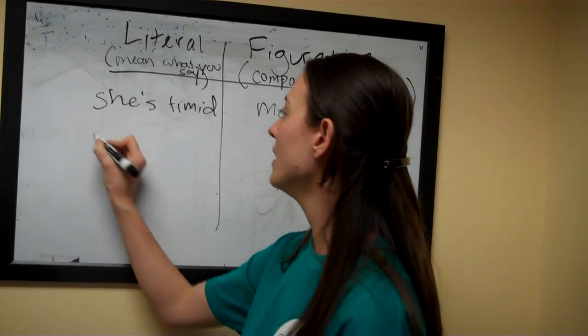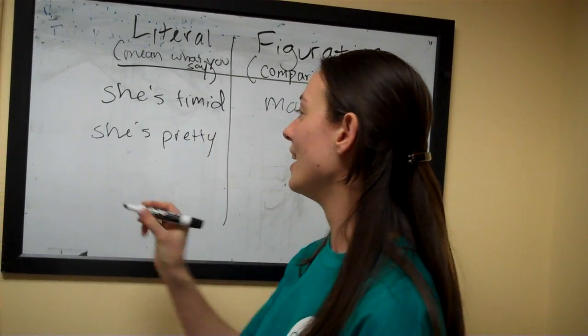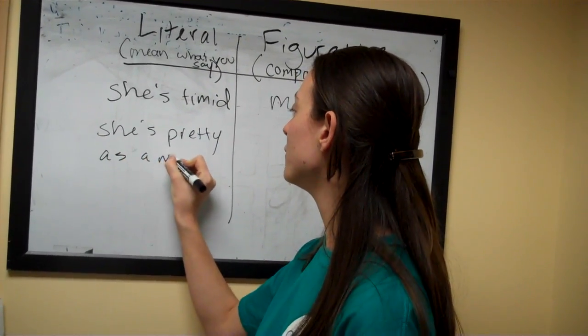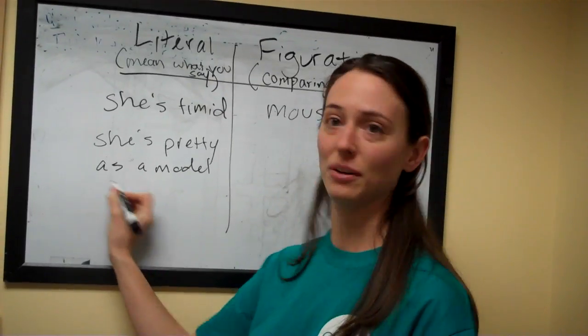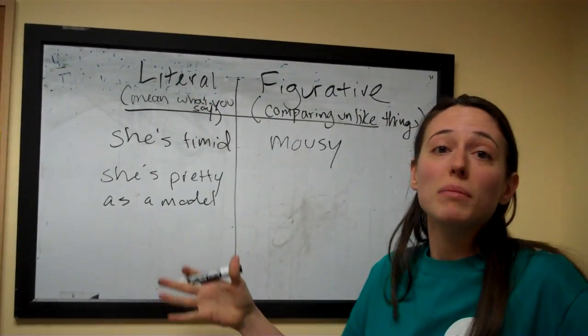After you do an example yourself, you just have your kids help you with one. So I might say, she's pretty as a model, right? And this might confuse your kids because it has the word as in it, which sounds like it's figurative, right? But it's literal because you just mean what you say. She's pretty as a model.